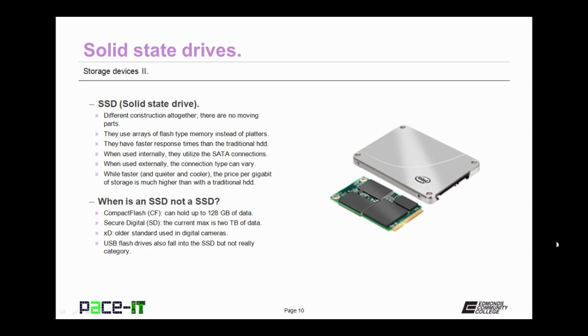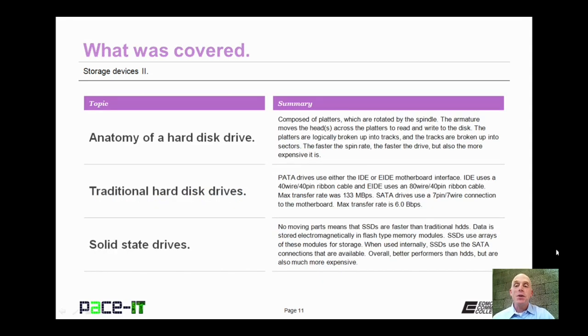We also have the older XD standard. Now, this was used in some digital cameras to hold pictures, but is now considered obsolete. Now, USB flash drives could also fall into the SSD category, but not really, because people think of them as their own category. Now, that concludes this session on Storage Devices Part 2.